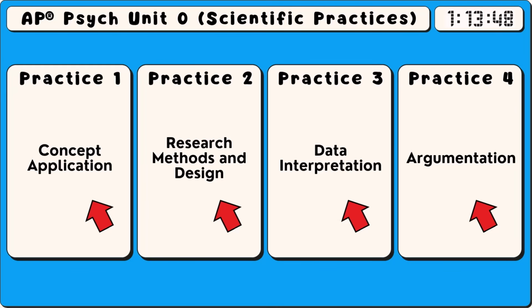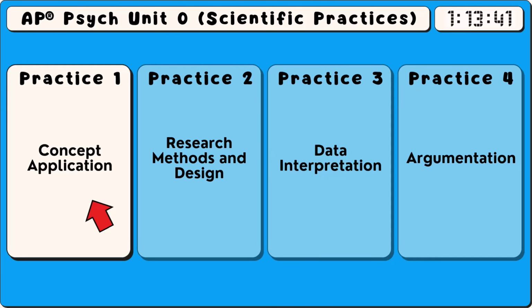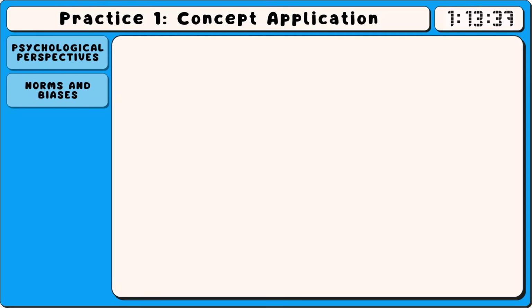Unit 0 for AP Psychology covers the 4 scientific practices that you need to know for the exam. We'll start with the first, titled Concept Application. This practice is broken down into 2 lessons: psychological perspectives and norms and biases. Let's start with psychological perspectives.